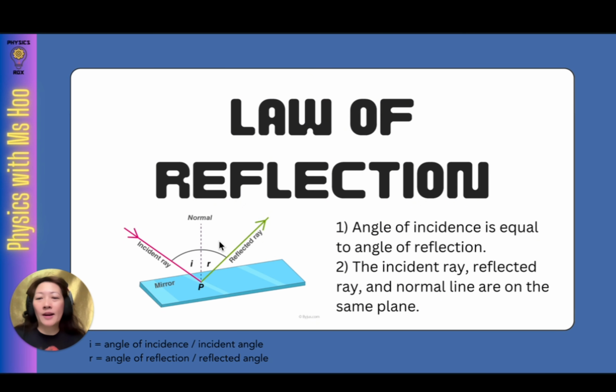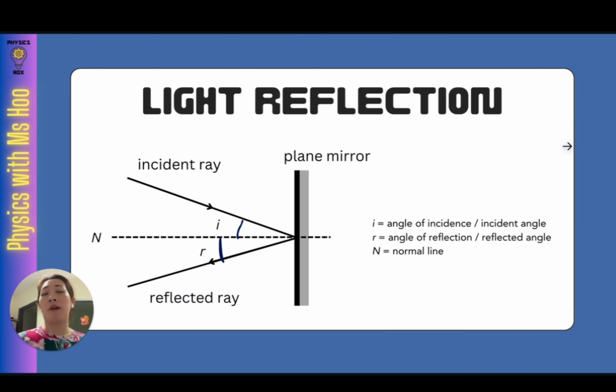You cannot have the incident ray coming in one direction, the reflected ray going somewhere else, and the normal line at some other plane. No. So the second part of the law is just to set the foundation in which we can measure the first part correctly, meaning how we can measure the angles correctly. Now, this diagram is in 3D, so let's take a look at how the labels should be for a 2D diagram.